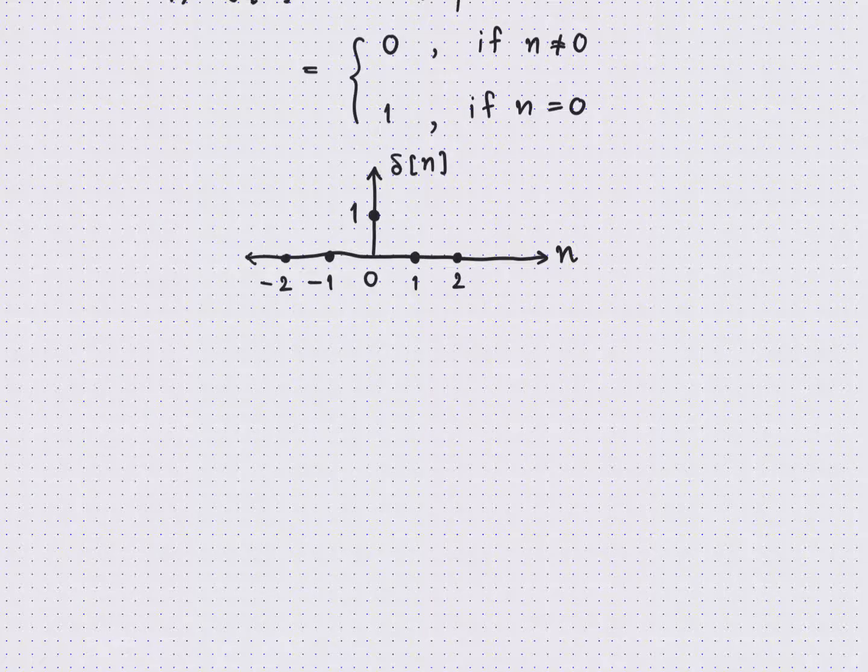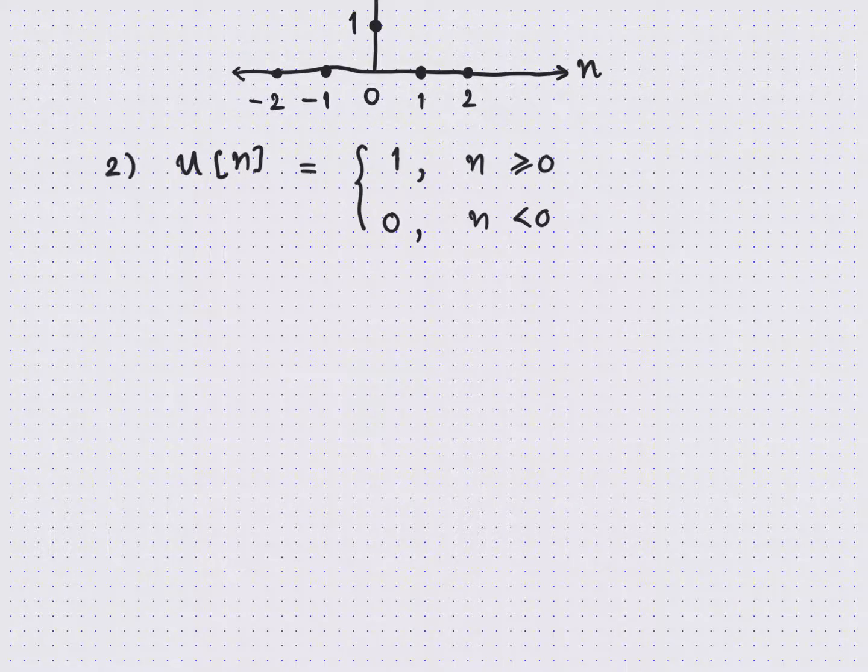The second signal that I'd like you to know is called the unit step function, u n. Notice that the unit impulse only has one value, and it exists only at n equal to 0. But u n is an infinitely long signal because it is equal to 1 when n is greater than or equal to 0, and is equal to 0 when n is less than 0. Notice that every discrete time signal is only defined when n is an integer. So if n is non-integer, then the signal is undefined.